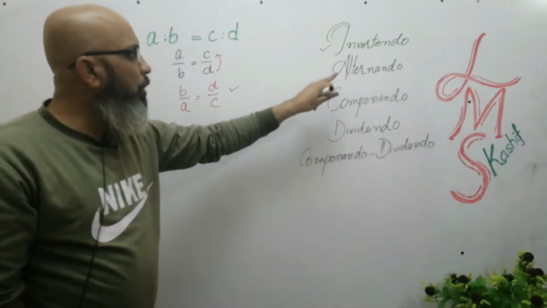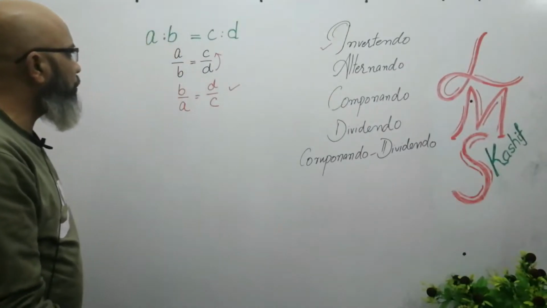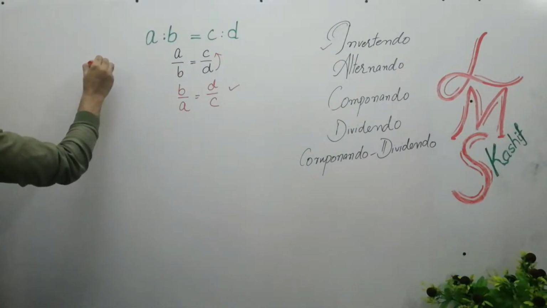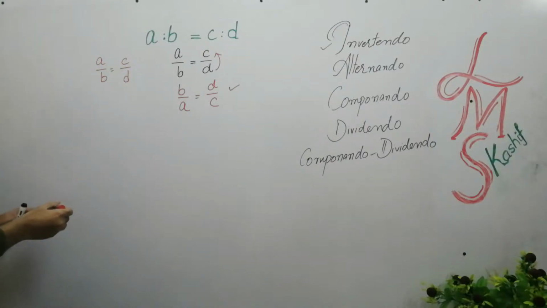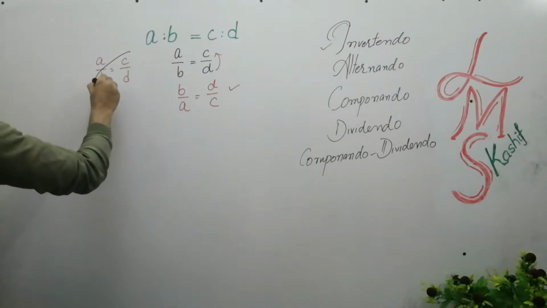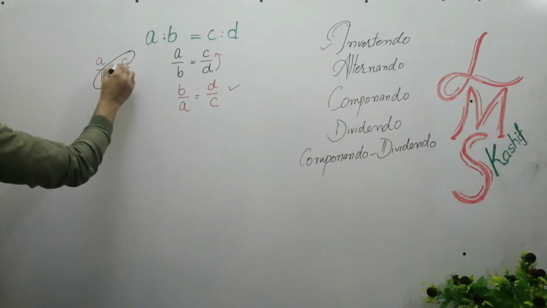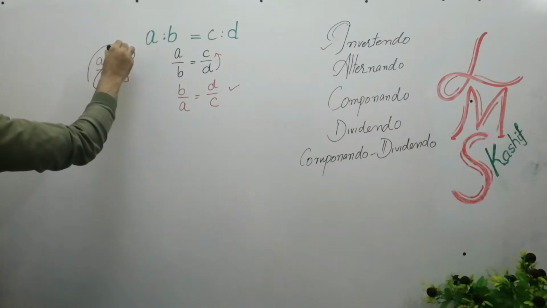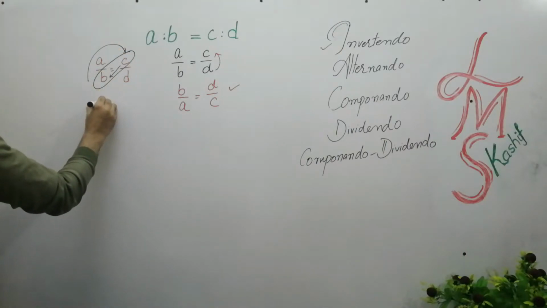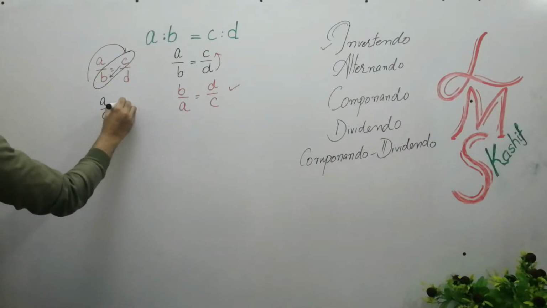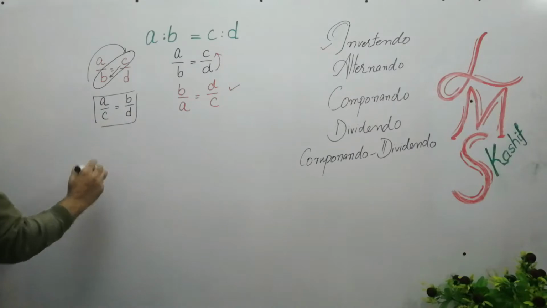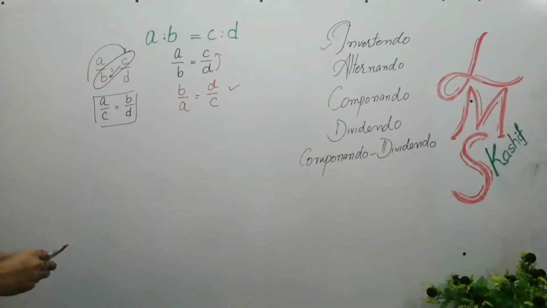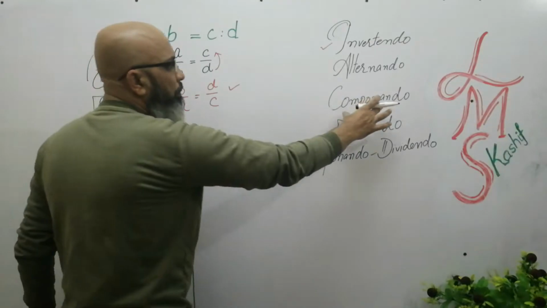Now the next theorem is alternando. Alternando. I again write here A over B is equal to C over D. So in alternando theorem, we will interchange the place of these two values. Means C will come in place of B and B will come in place of C. What we get? A over C is equal to B over D. That is your alternando theorem.